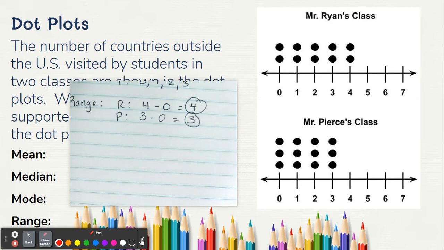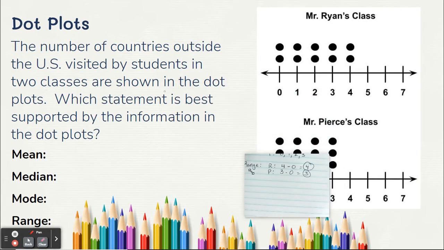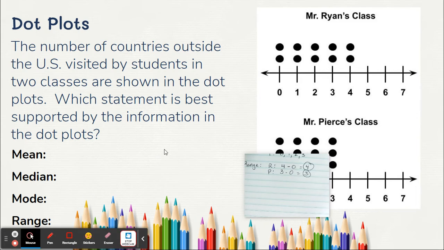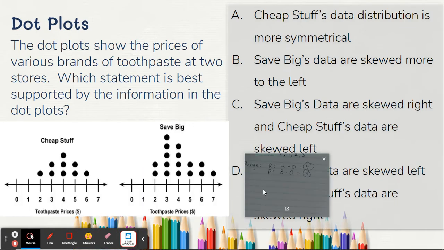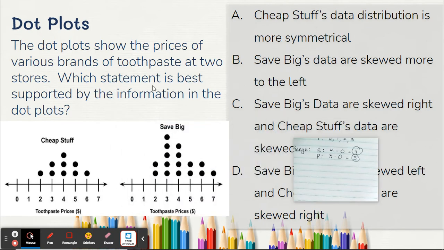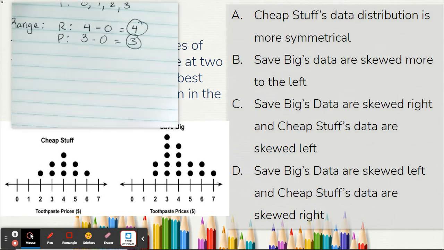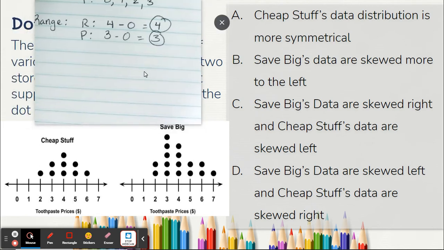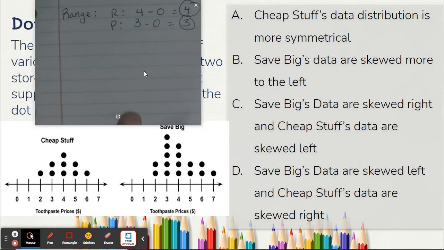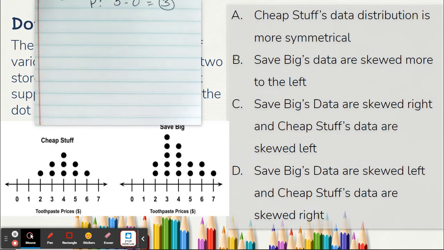So I'll show you some examples with the actual answer choices now, and we'll see how we can do that. Okay, the dot plots show the prices of various brands of toothpaste at 2 stores. Which statement is best supported by the information in the dot plots? Okay, so I'm going to put this over here, and I'm going to go through and read the choices.